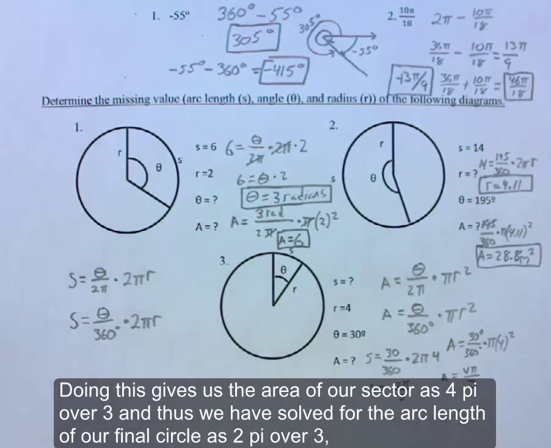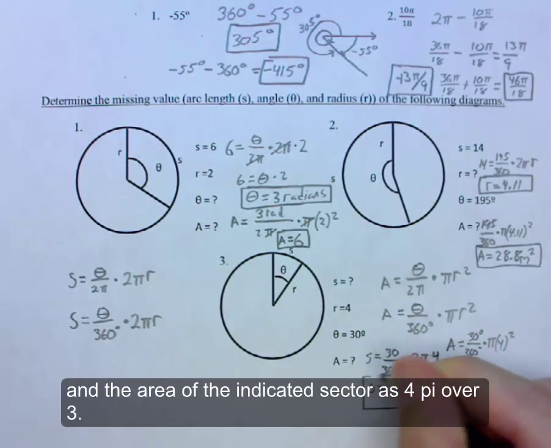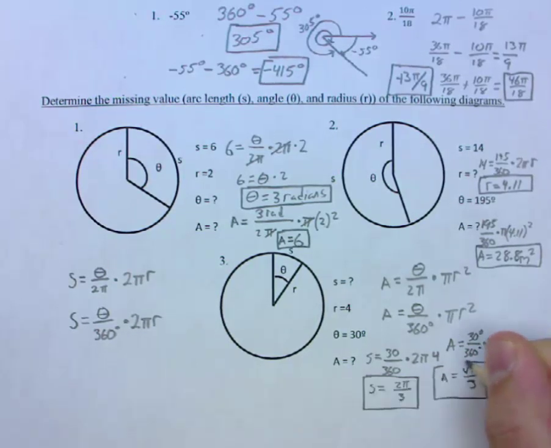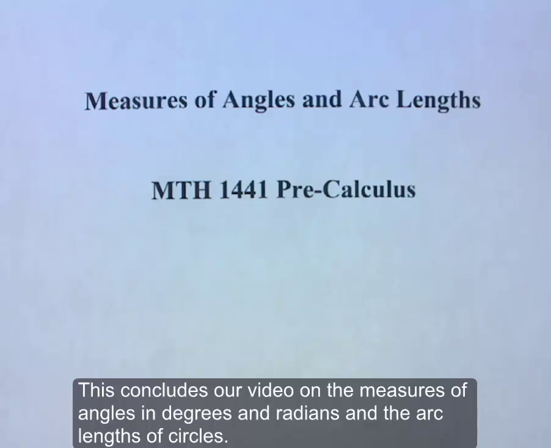And thus we have solved for the arc length of our final circle as 2 pi over 3, and the area of the indicated sector as 4 pi over 3. This concludes our video on the measures of angles in degrees and radians and the arc lengths of circles.